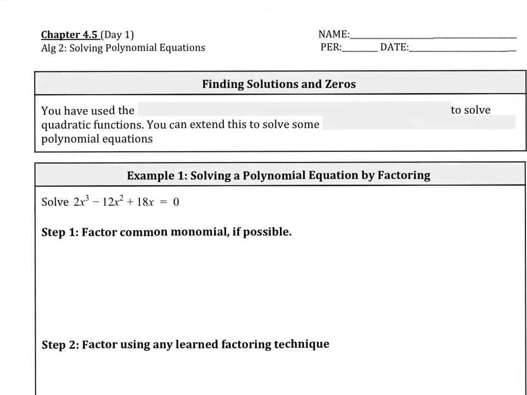Chapter 4.5, Day 1, Solving Polynomial Equations. You have used the zero product property to solve quadratic equations or functions. You can extend this to solve some higher degree polynomial equations, just like cubic or quartic.